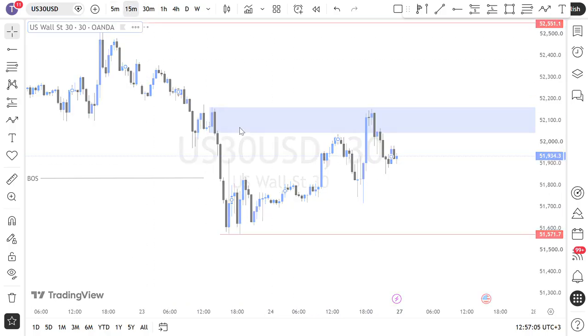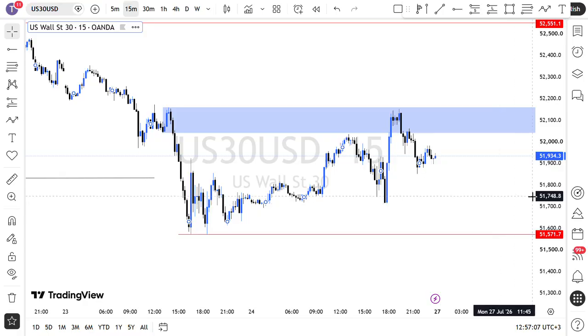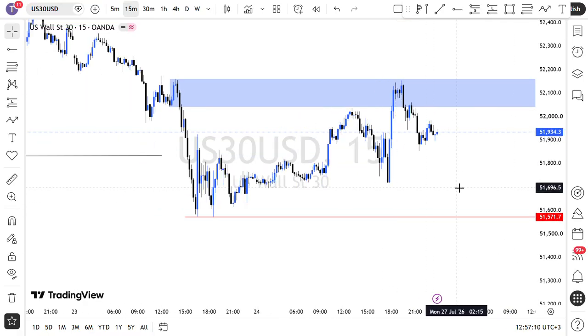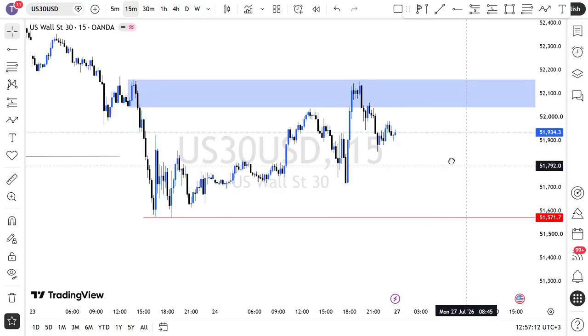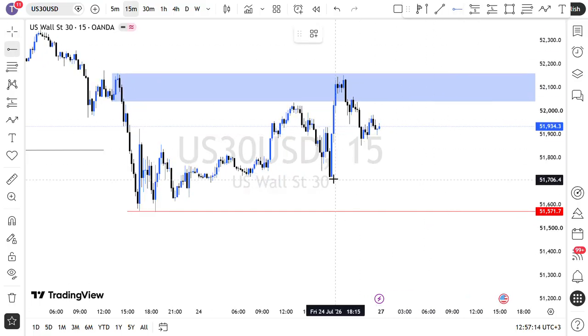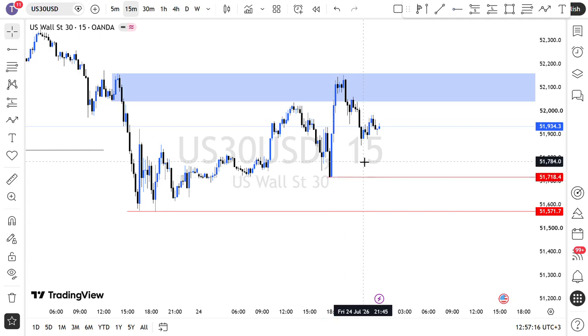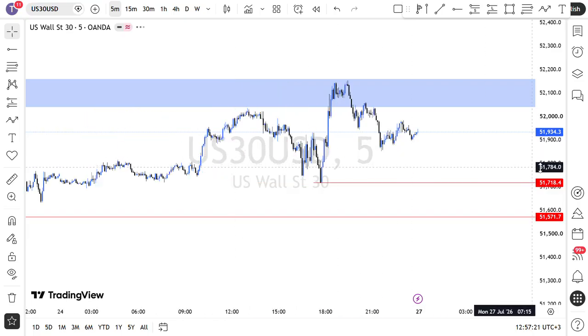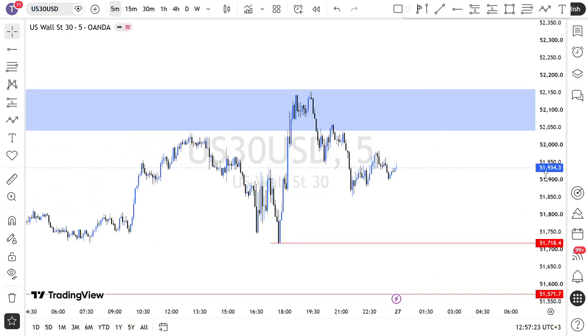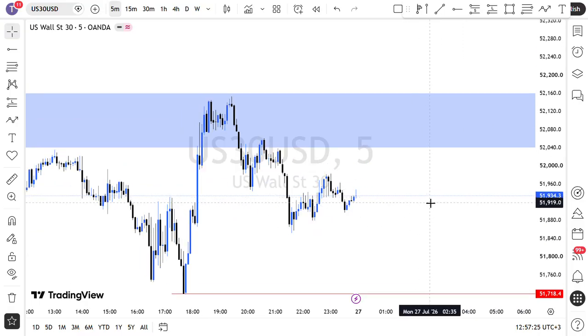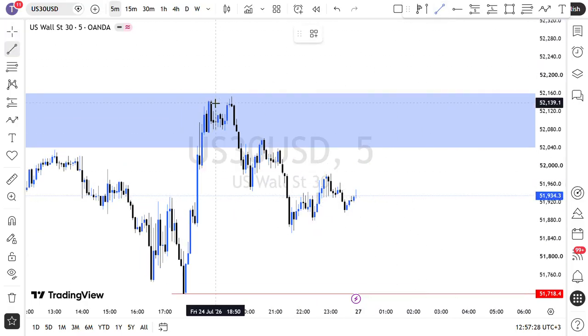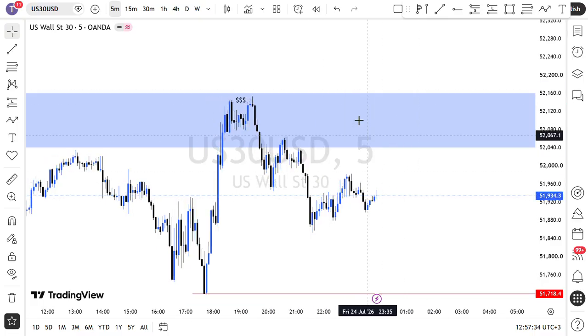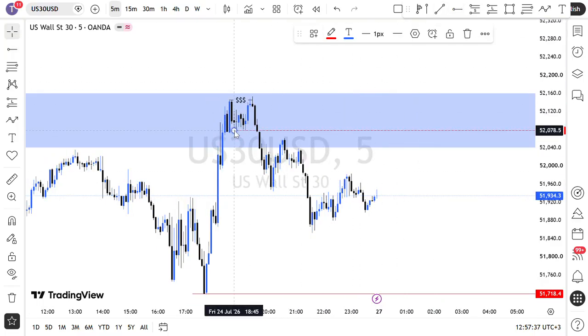If I come into the 15 minutes time frame, we expect price to be selling from that area. And if we want to see more sales to the downside, we want to see this low being cleared out. Then if I come into the 5 minutes time frame, we had price sweeping this high's liquidity as a form of confirmation from that area. Then we want to see price clearing that low.